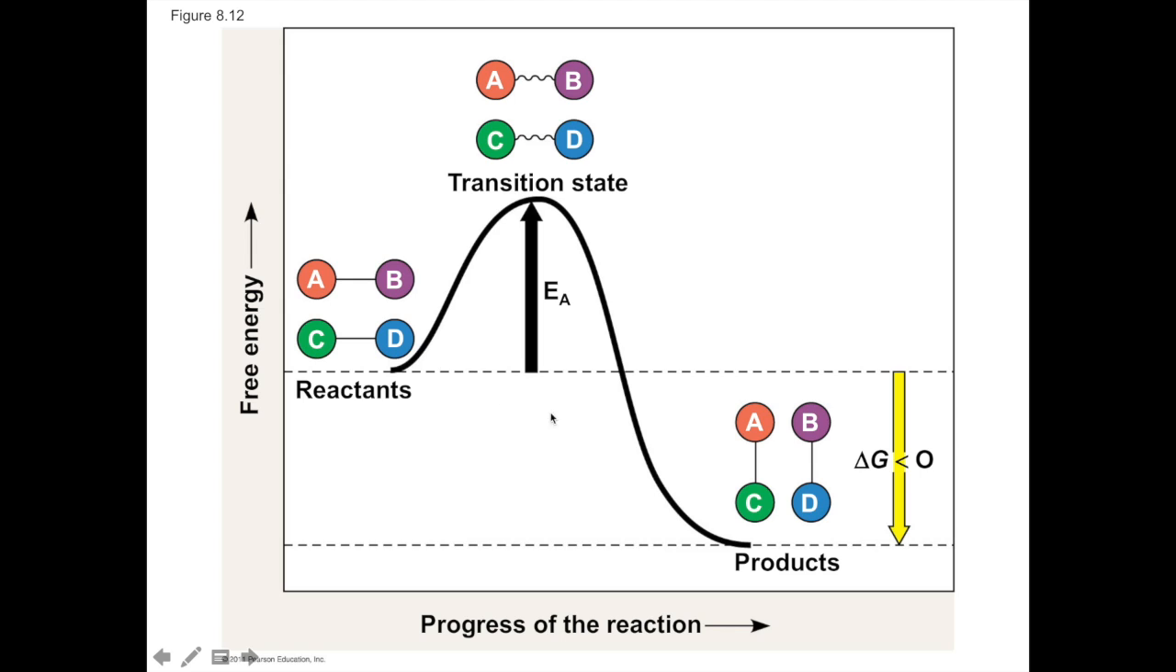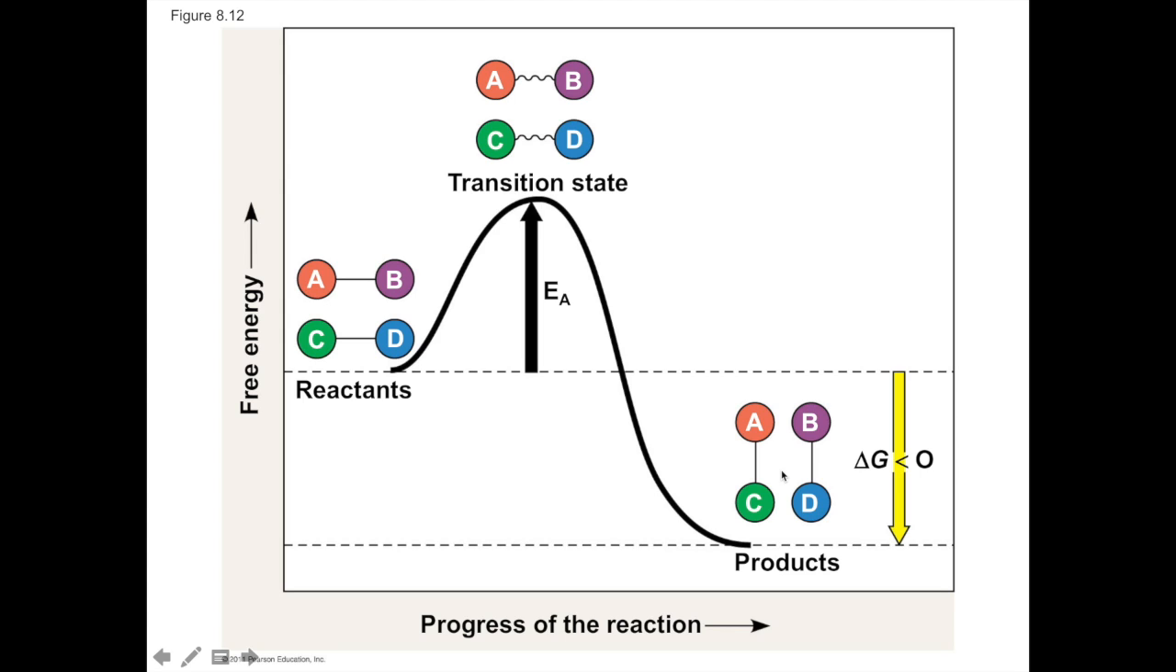So we start off with some initial reactants, say A connected to B, C connected to D. And we want to produce some products, A connected to C, B connected to D, which means we need to break these bonds, the AB bonds, break these CD bonds, and make new bonds, the AC and BD bonds.